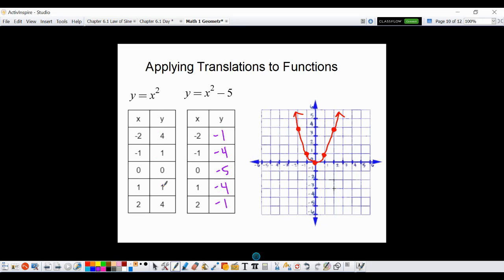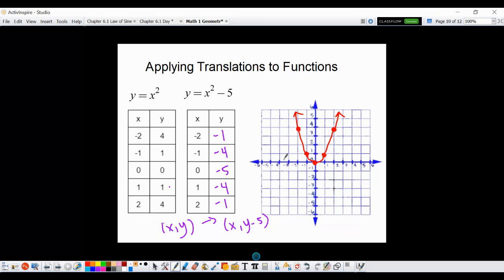So these were the original y values, and now these are the new y values. So let's take a look at what happens to the y values. Well, it seems like the y values are subtracting 5. So how will that change our graph? That's right, it's going to move it down 5. So let's go graph these points and confirm that.